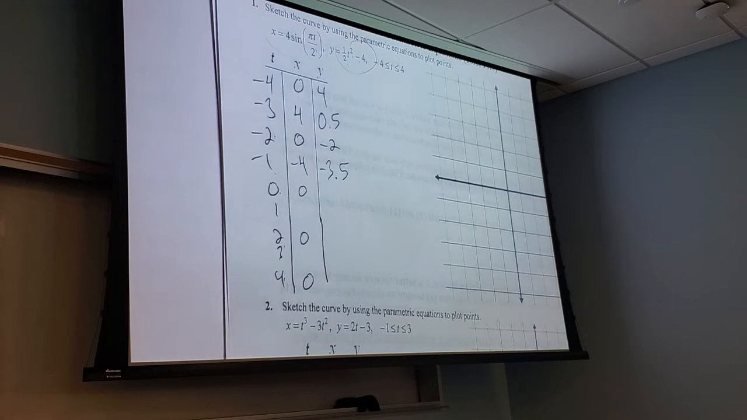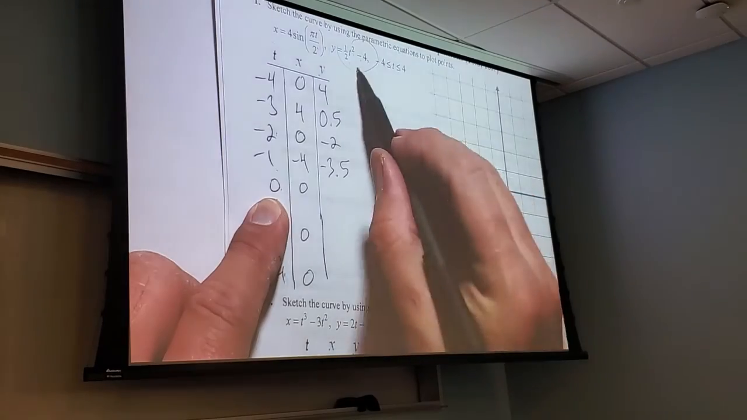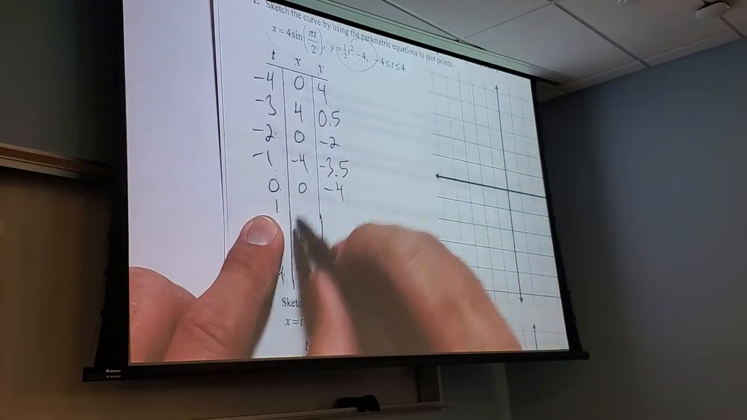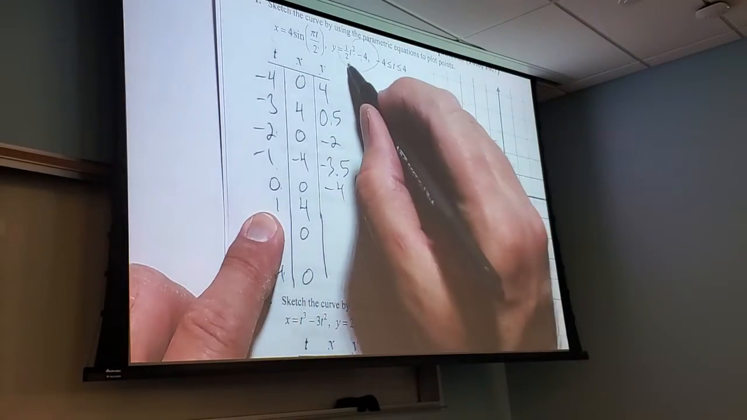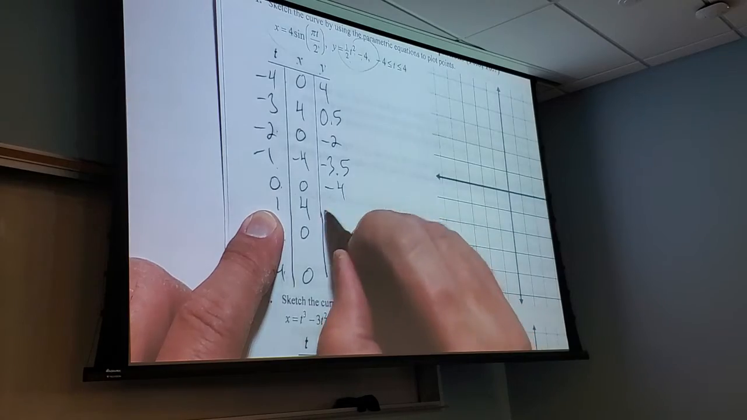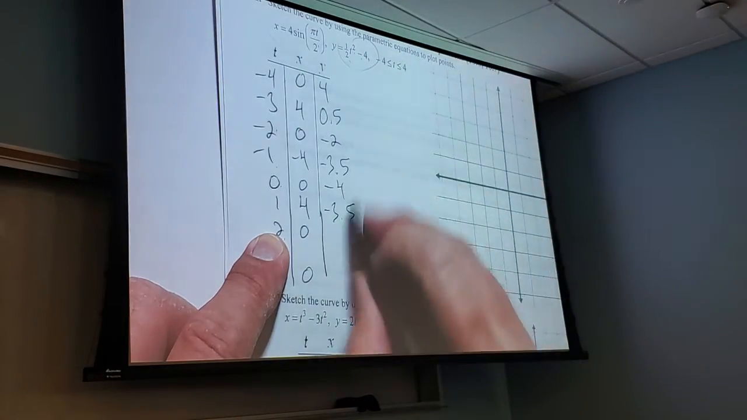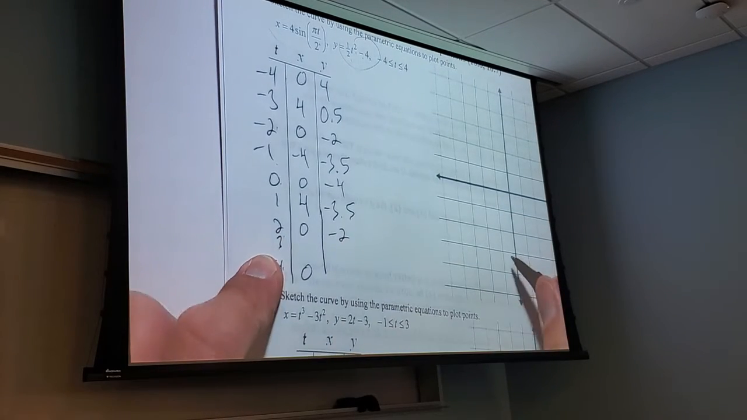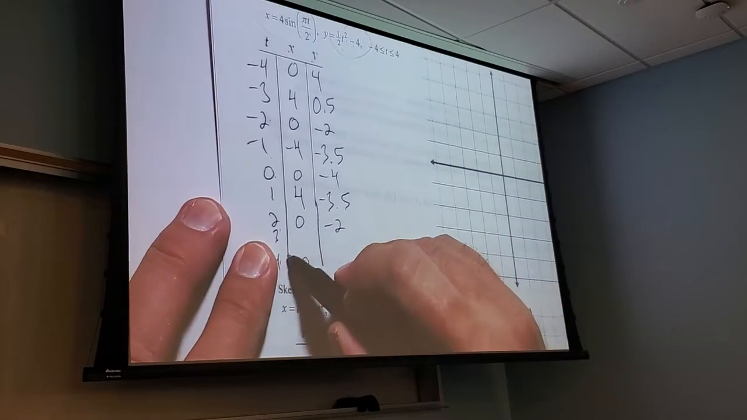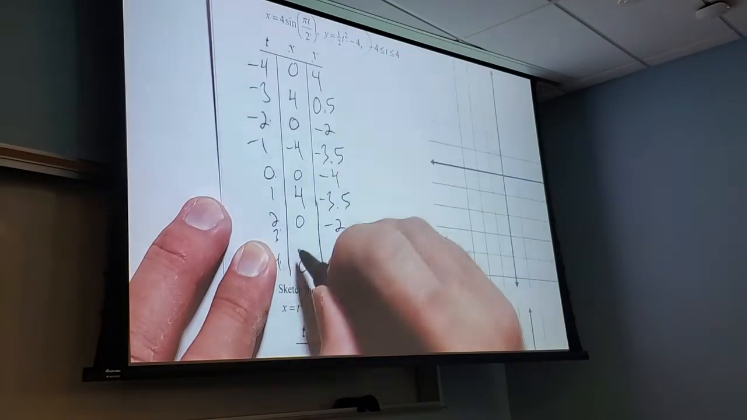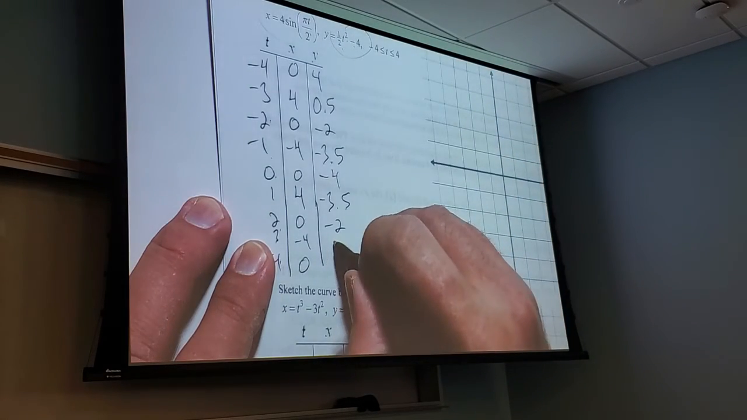Is that cool? I'm just plugging values of t in. That's all I'm doing. If I plug a 0 in here, I get negative 4. Sine of pi over 2 is 1 times 4 is 4. 1/2 of 1 minus 4 is negative 3.5. 1/2 of 4 minus 4 is negative 2. Right? Is this cool? I'm going a little fast, but I'm just plugging values in like we've been doing this whole time. Sine of 3 pi over 2 is negative 1 times 4 is negative 4. 1/2 of 9 is 4.5 minus 4 is 0.5.